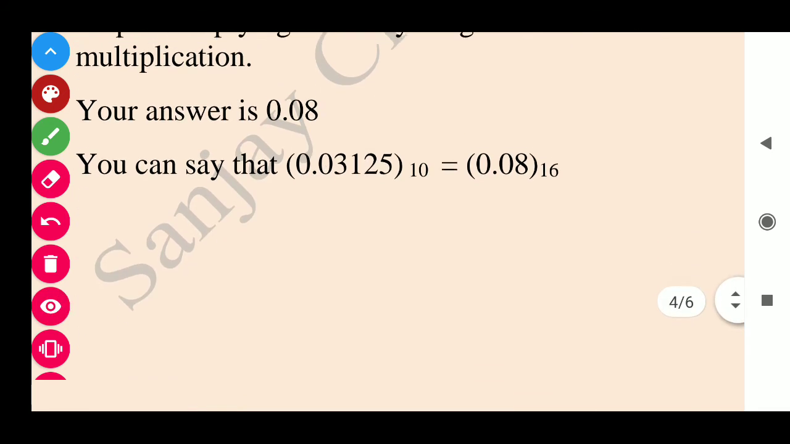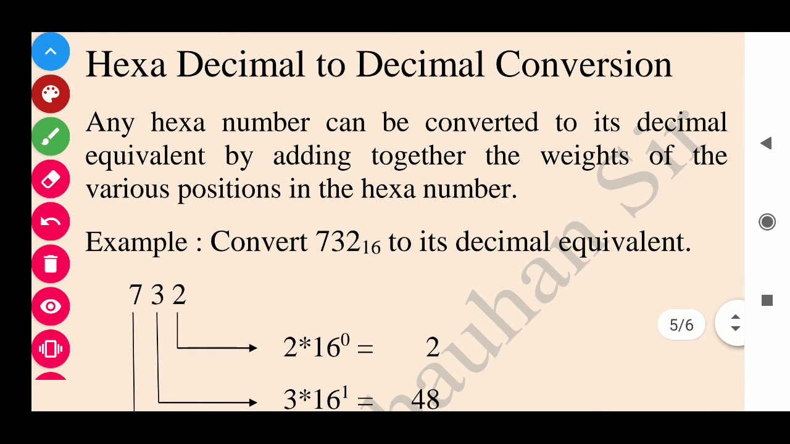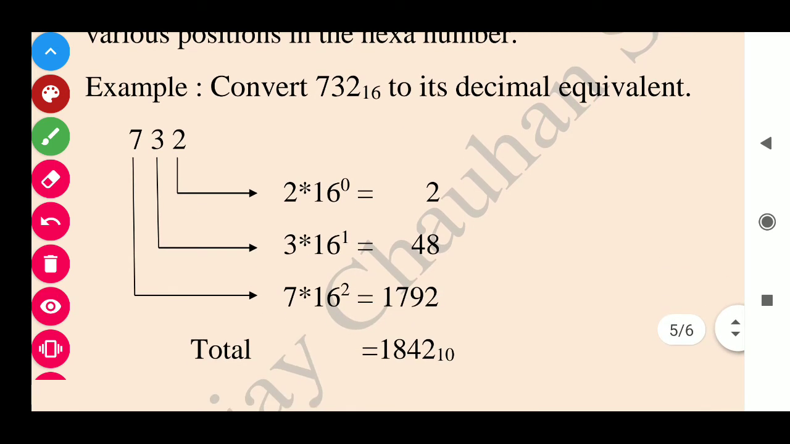So now you can see hexadecimal to decimal conversion. Now we have got a hexadecimal number and we have to convert that to its decimal equivalent. Convert 732 base 16, that is a hexadecimal number, to its decimal equivalent. You have to write in the same way. The method is the same: in binary we are writing 2, in case of octal we are writing 8, and in case of hexa we will write 16.